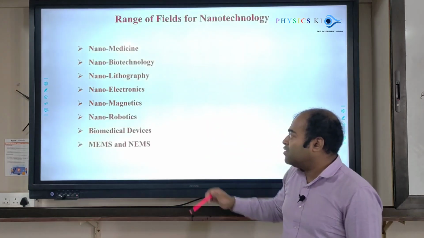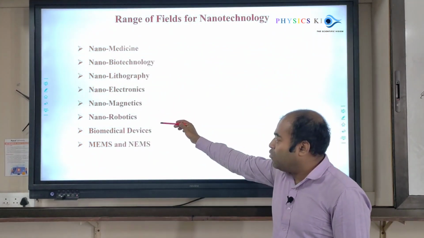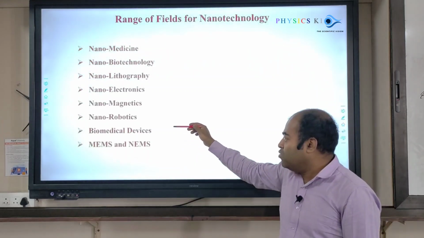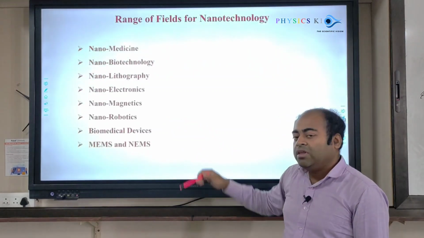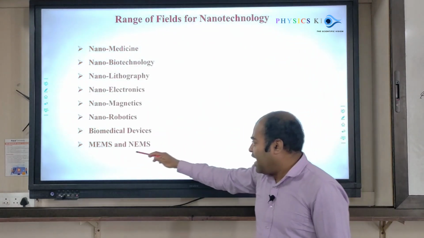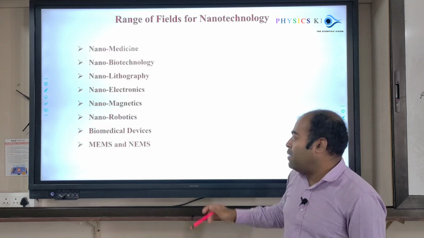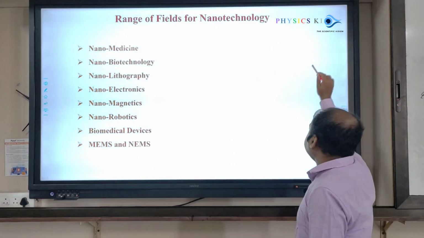Then nanoelectronics, electronics at the very small scale. Nanomagnetics, nanorobotics, which is a very new field, and much progress is being made with the advent of artificial intelligence. Then biomedical devices and MEMS and NEMS, micro electromechanical systems and nano electromechanical systems.